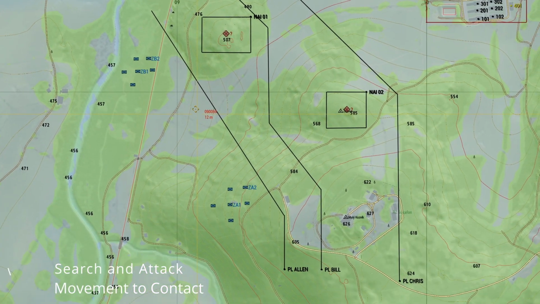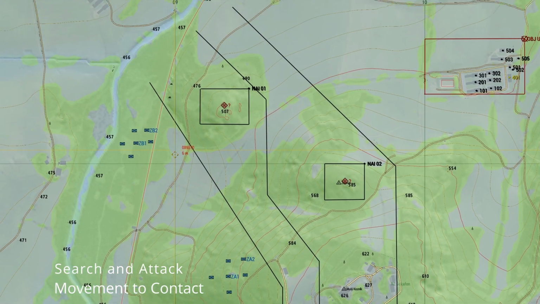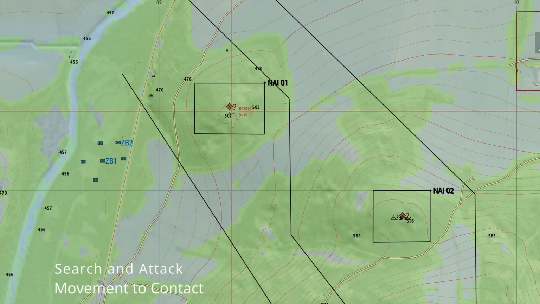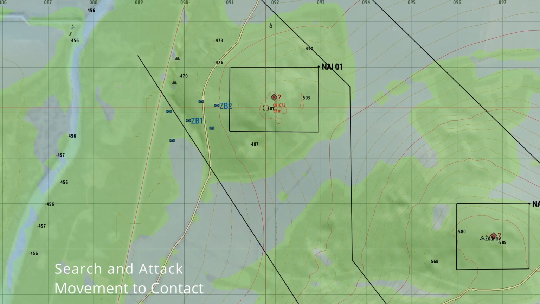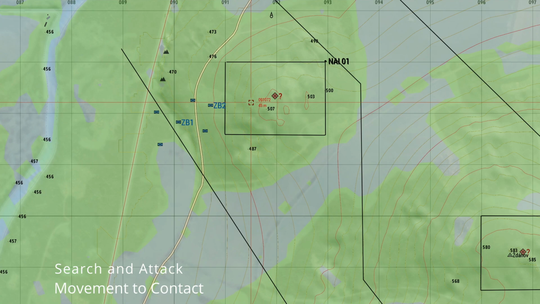Okay, so for Bravo here, they're staged along phase line Allen, ready to conduct their movement to contact in NAI 01. They're going to move up with their whole element here. Give me one second as I'm moving these pieces. Let's get these all set up. Right, so they're going to move. They're going to identify the location of the enemy on this objective, so they're going to go deliberately into an attack.